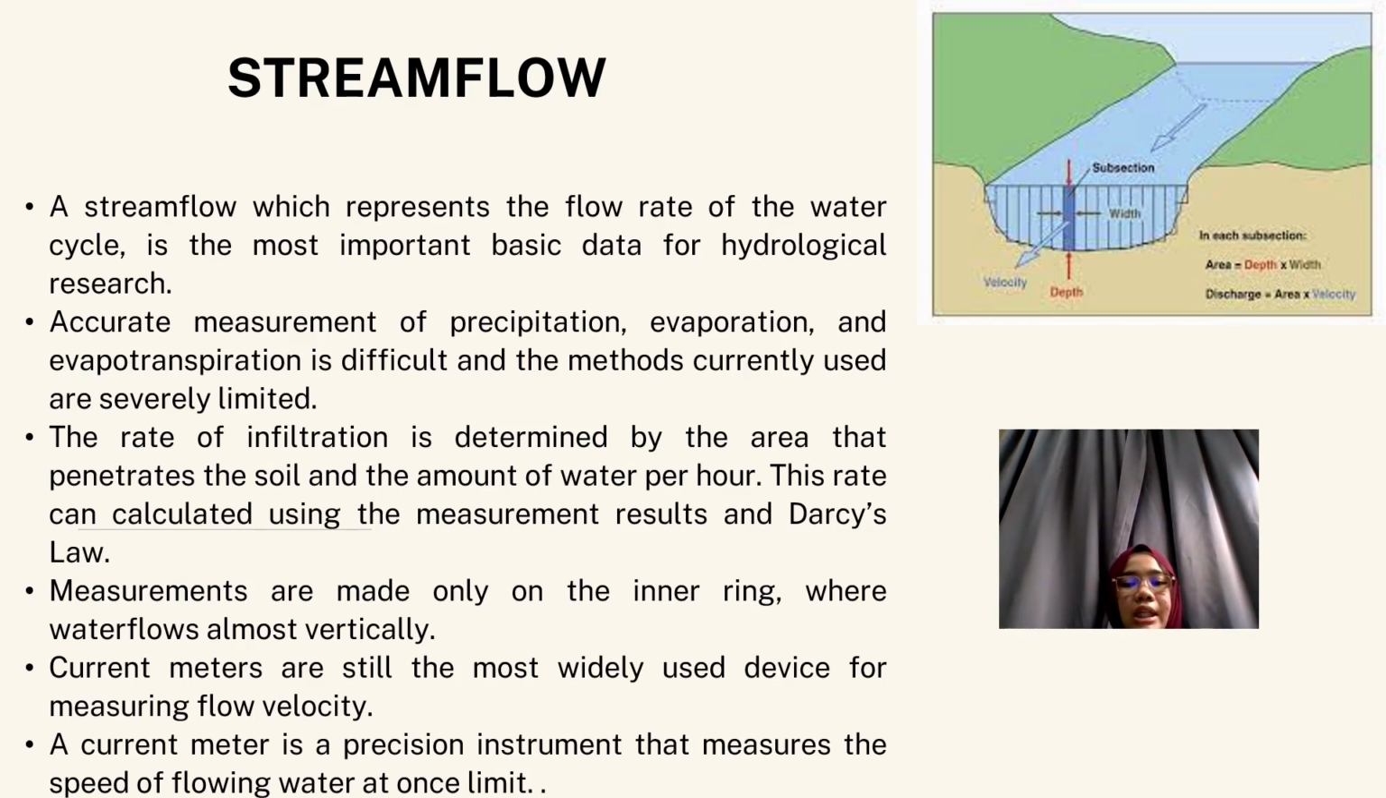Measurements are made only on the inner range, where water flows almost vertically. Current meters are still the most widely used device for measuring flow velocity. A current meter is a precision instrument that measures the speed of flowing water, and it is used in this project.